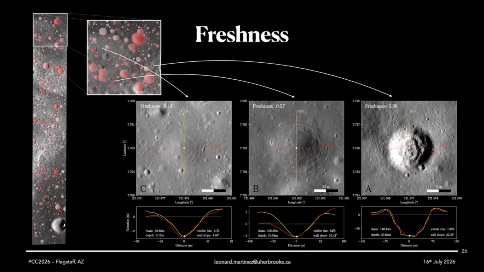We can see on the left the C Basilevsky category. The wall slopes are very poor. The crater depth is very, very low, even if the diameter is around 100 meters. So it seems to work because the freshness we have is 0.14, which sounds relevant with what we see.